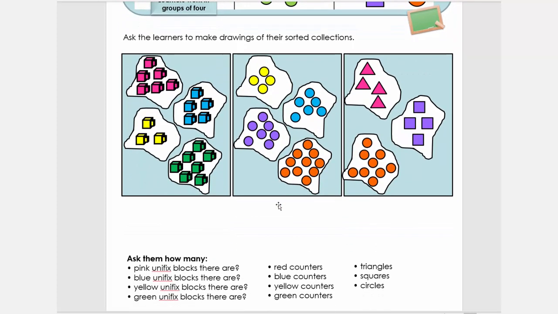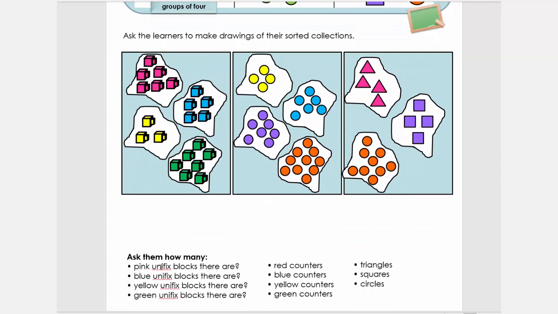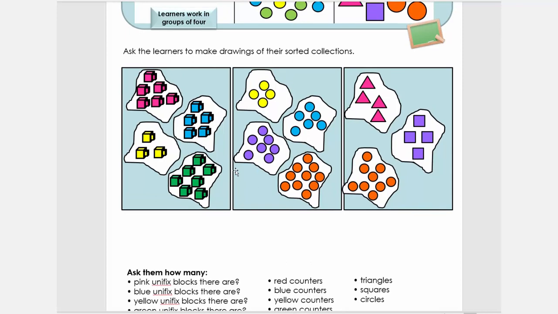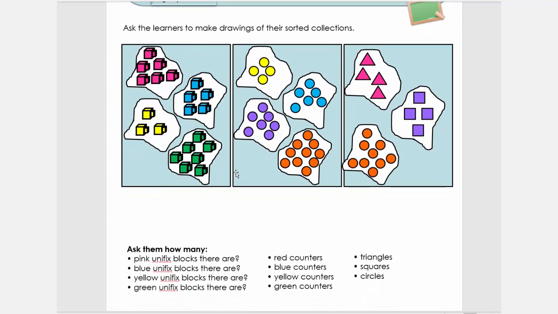After you've done that, you're going to ask them questions. How many pink unifix blocks are there? How many red counters? How many triangles? So you need to ask questions around these sortings, and they then need to answer it. So I want you to pause here and then do this activity.